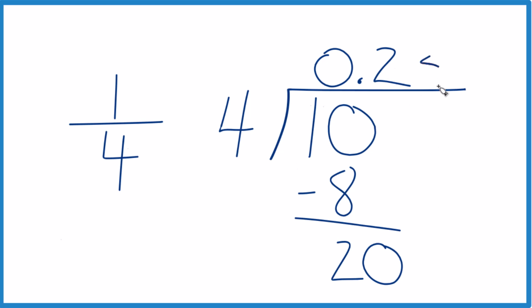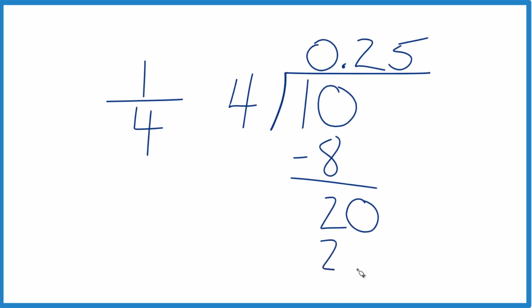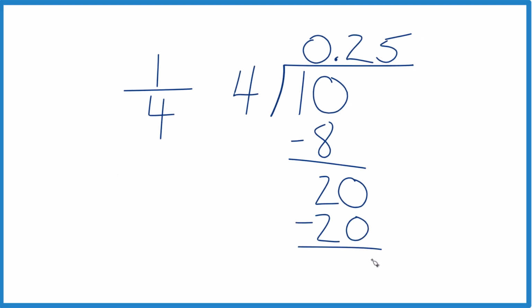So 5 times 4, that's 20. And then when we subtract, we get 0, no remainder. So 1/4 as a decimal is 0.25.